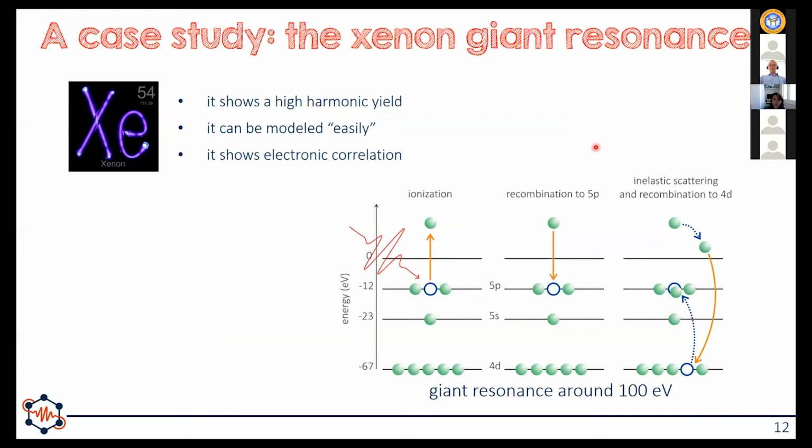And then you have a second channel in which the returning electron promotes an electron from the 4d inner shell to the 5p valence shell, and then the recombining electron recombines with the 4d electron vacancy. And so these two interfere constructively and give rise to this giant resonance, which is very well known also in photoionization at the synchrotron with photons of 100 eV energy.